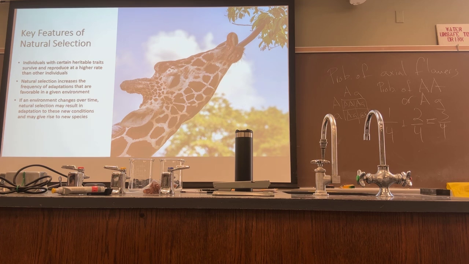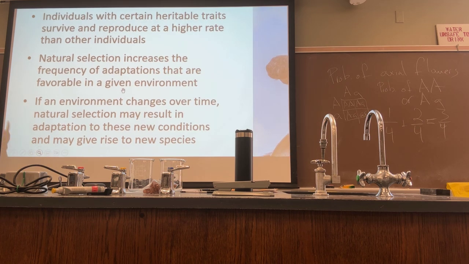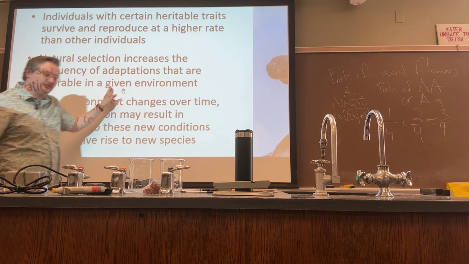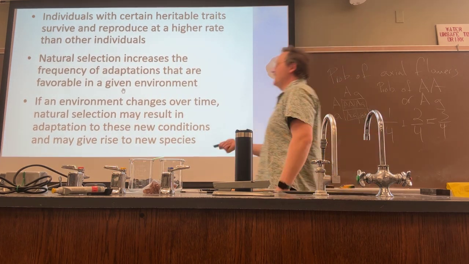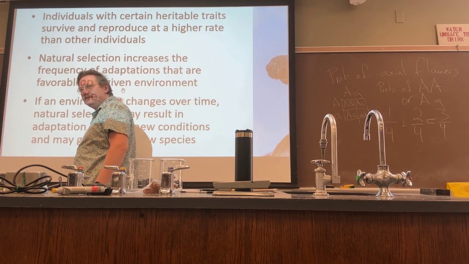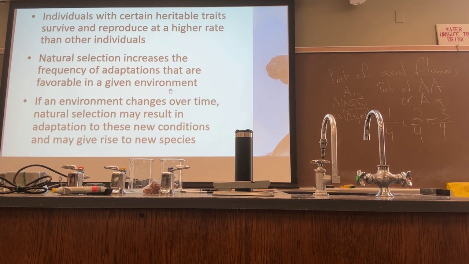So he says, all right, there are individuals that have heritable traits that survive and reproduce at a higher rate than other individuals. And there is one question on your final about natural selection, so catch this stuff real quick, all right? There are individuals with heritable traits. They survive and reproduce at a higher rate than other individuals. Natural selection can cause genotypes that are better suited to the environment to become more prevalent. If an environment changes over time, the population keeps adapting to its environment through survival, and it keeps the population adapted to the conditions.